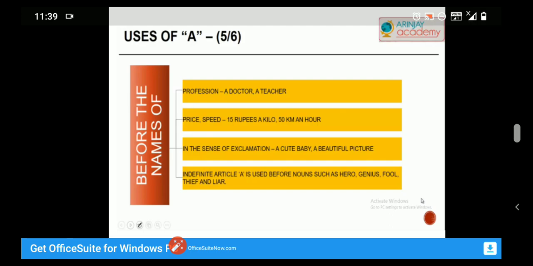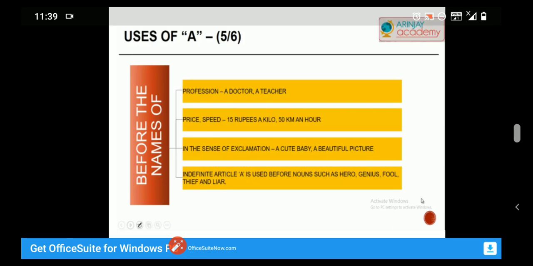Next, we use the article a before the names of professions, like a doctor, a teacher. For example, we can say that he is a doctor. Next, before the names of price or speed. For example, she sells sugar for rupees 15 a kilo.